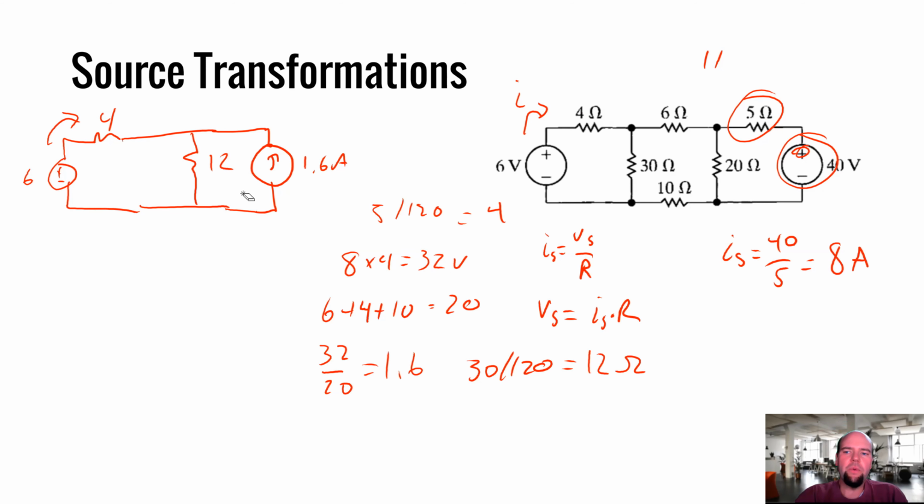But we can do one more. We can make the mesh current even easier by just doing one more analysis. Let's do one more transformation. So we can convert a 1.6 amp supply in parallel with a 12 ohm resistor to a 12 times 1.6 equals 19.2.